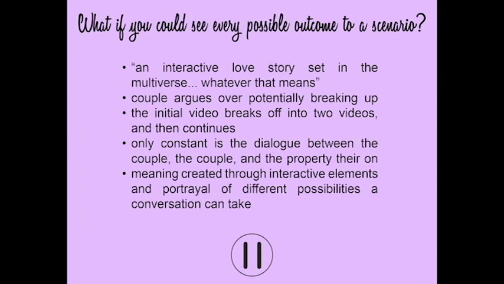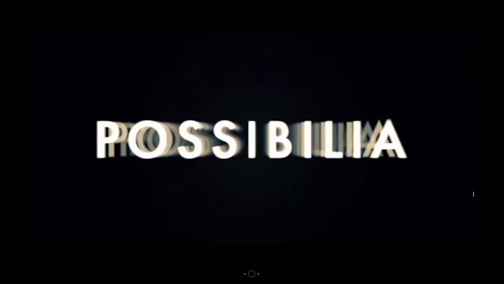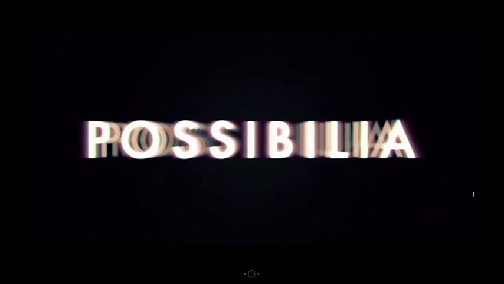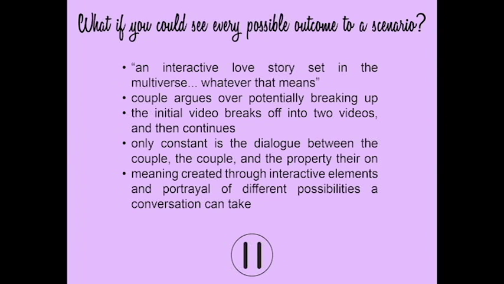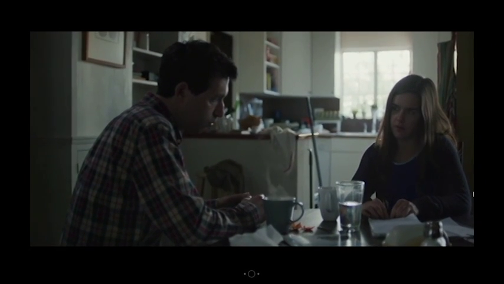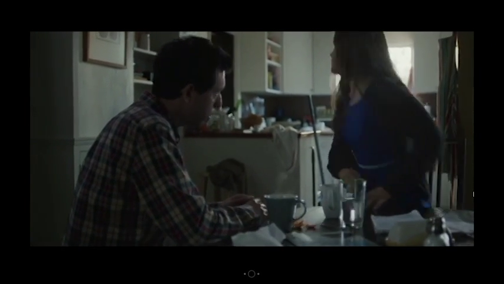What if you could see every possible outcome to a scenario? This is the premise of the new media project Possibilia, which is an interactive love story set in the multiverse, whatever that means. It focuses on how one decision can lead to many different possibilities of events. The first scene shows our two main characters fighting as the girl, Polly, decides it's time for her to leave.